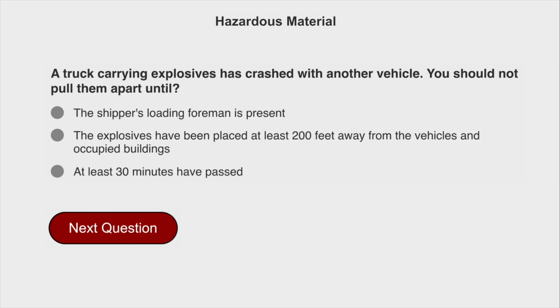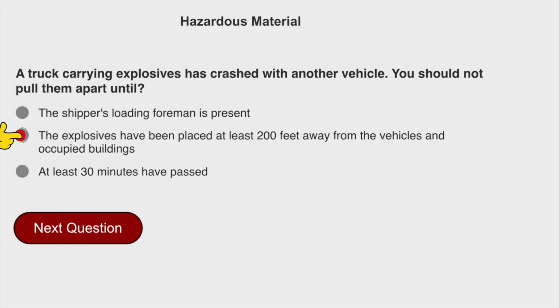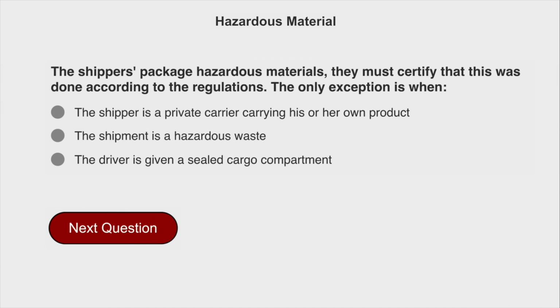A truck carrying explosives has crashed with another vehicle. You should not pull them apart until the explosives have been placed at least 200 feet away from the vehicles and occupied buildings. The shippers package hazardous materials. They must certify that this was done according to the regulations. The only exception is when the shipper is a private carrier carrying his or her own product.